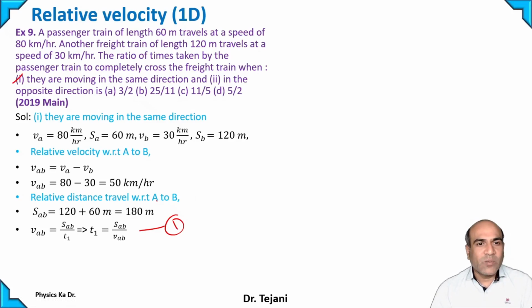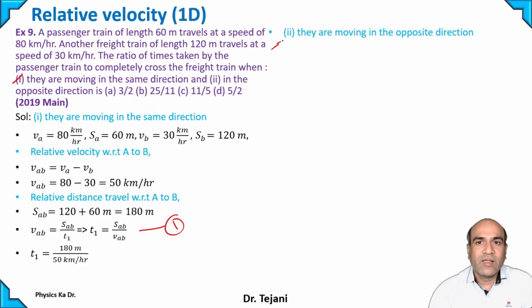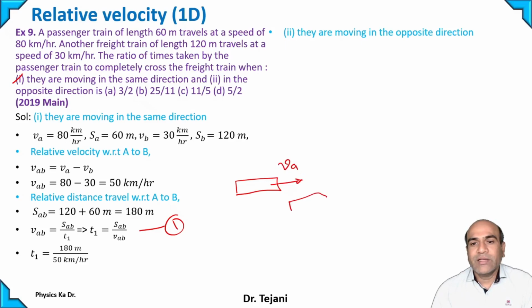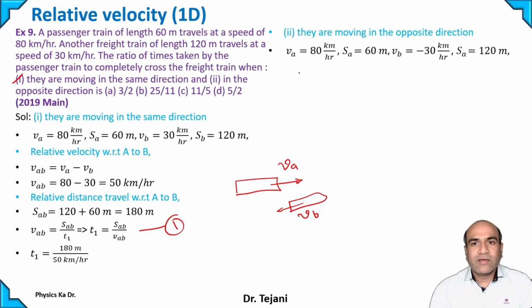Second equation, if the trains run in the opposite direction. One train is running in this direction, VA, and the other train is running in the opposite direction, VB. Therefore, relative velocity: VA is equal to 80, and VB becomes minus because the direction is opposite.